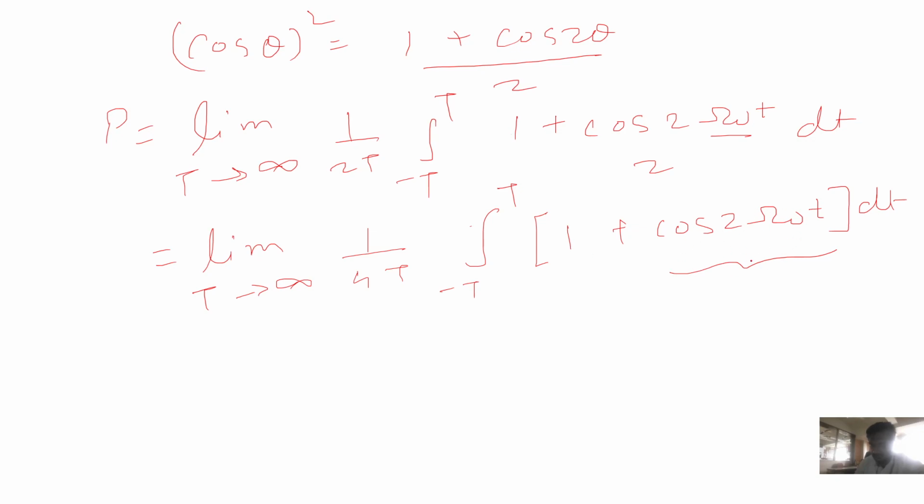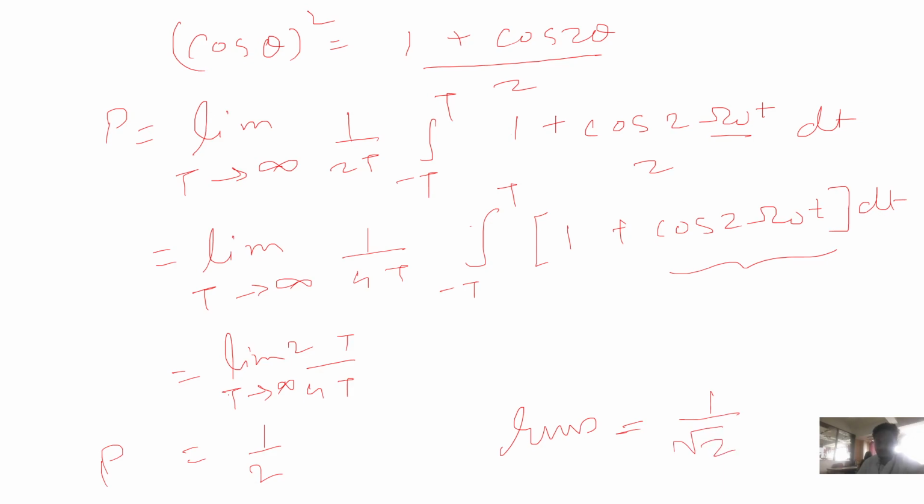Integration of the cosine term is going to be 0, and therefore I am not going to consider this term now, and integration of dt is going to be 2t, and therefore it is going to be 2t upon 4t, limit t tends to infinity, and therefore it is going to be 1 upon 2. So power is going to be 1 upon 2. I hope I am clear, and RMS is going to be 1 upon root 2. I hope I am clear about this.